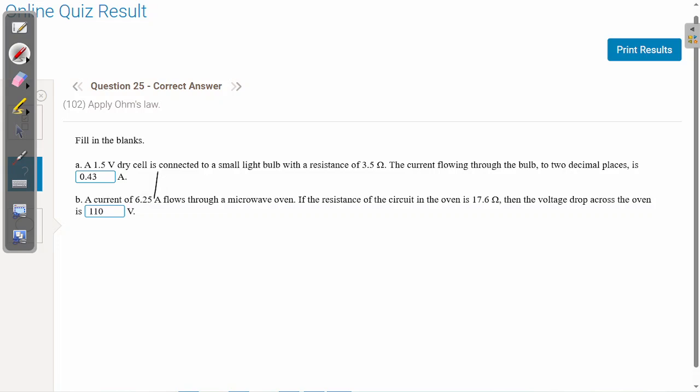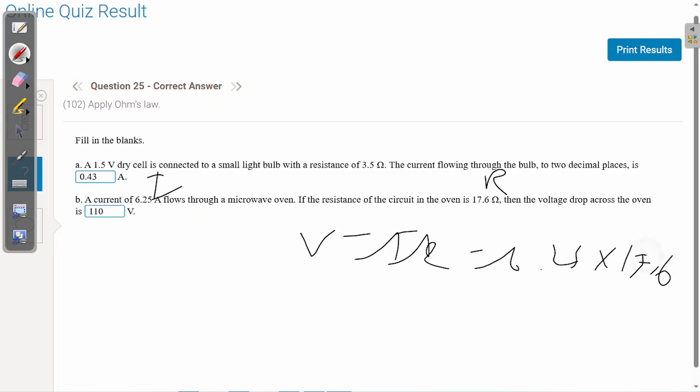Now the other one, you have current, you have resistance. So your V is equal to IR. So 6.25 times 17.6 is equal to 110 volts.